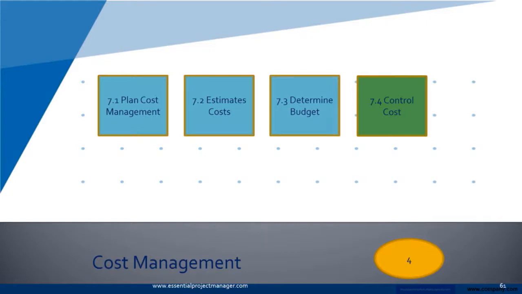Here are 4 processes. We plan it. Plan cost management. We estimate costs, meaning we figure out how much it's going to cost. Pardon me, I didn't read it right. What does it say? It says we estimate costs.